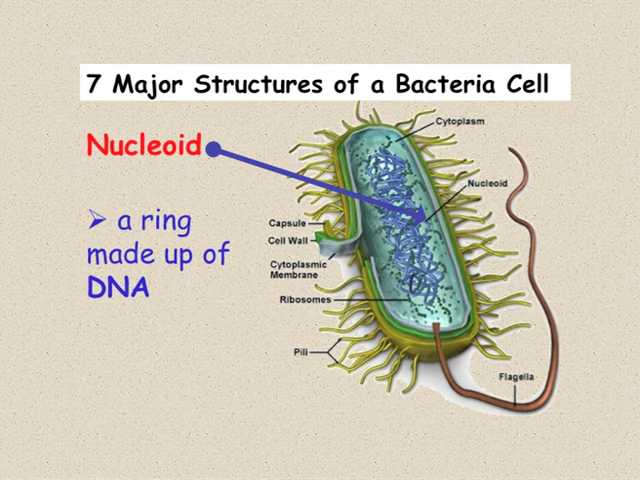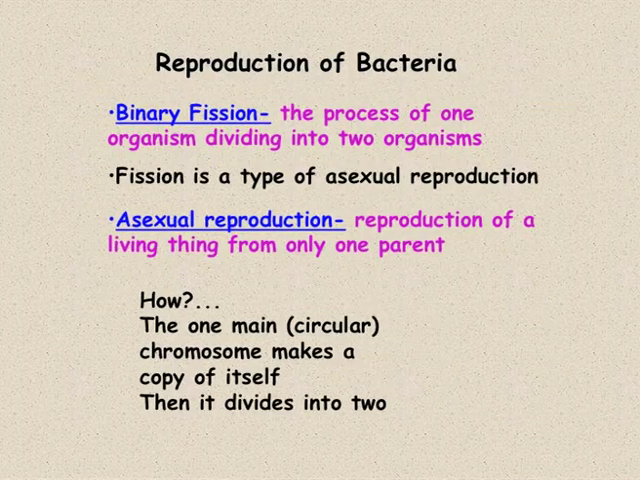DNA is nothing but deoxyribonucleic acid, which acts as the hereditary material of the bacterial cell. Mainly, the DNA present in the nucleus is in circular form. This is about the structure of the bacteria, and now we will discuss the reproduction of the bacteria.